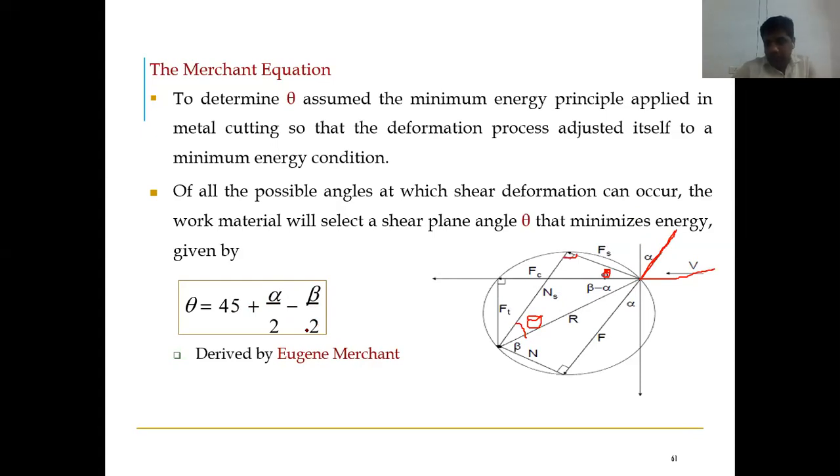So what is beta here? We discussed beta in the last class. Here we have three angles: one is alpha, one is beta, and one is theta. Theta is the shear angle, and alpha is the back rake angle or rake angle. So what is beta? Beta is the friction angle.